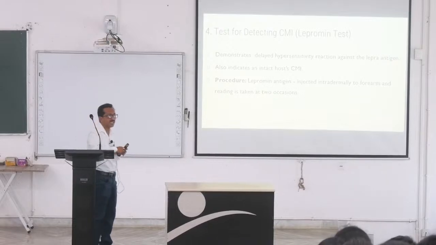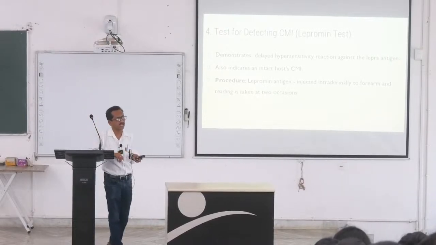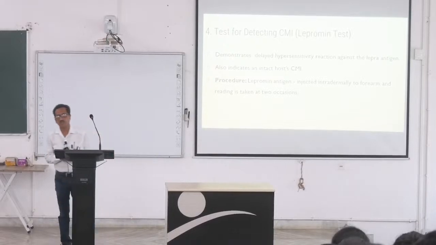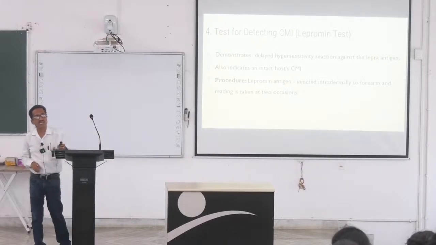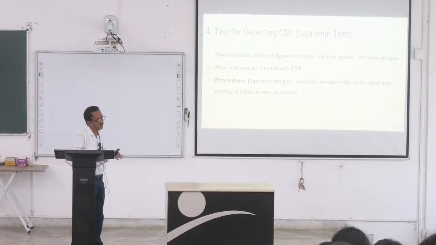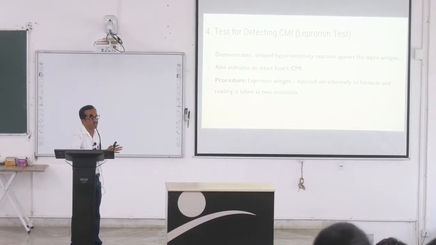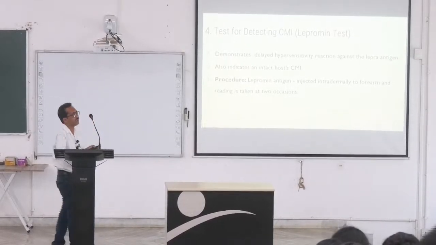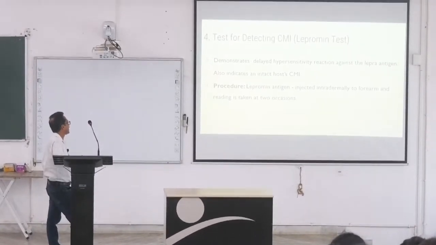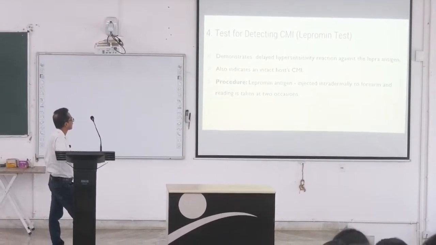Lepromin test. That is another question for short note. What is lepromin test? What does it detect? Lepromin test usually detects the cell-mediated immunity. If it is positive, that means there is cell-mediated immunity in the patient. Also the delayed hypersensitivity type of reaction against the lepra antigen.